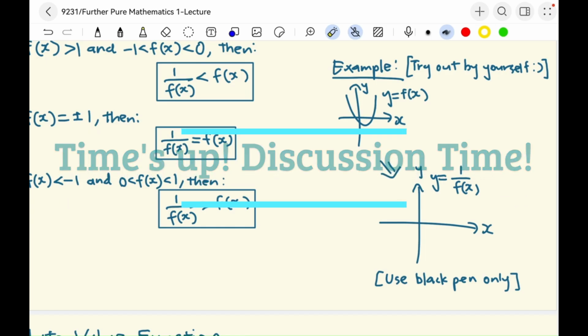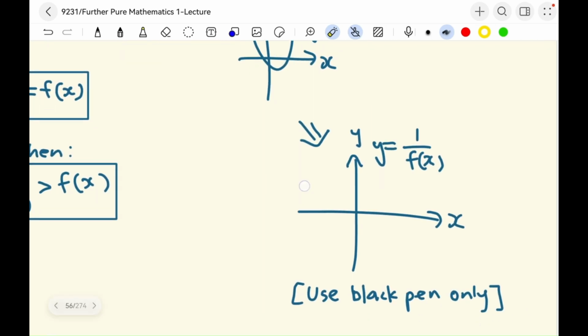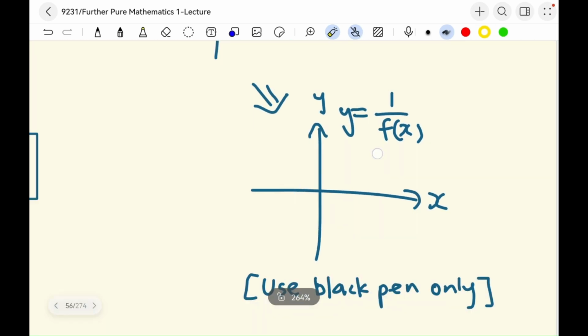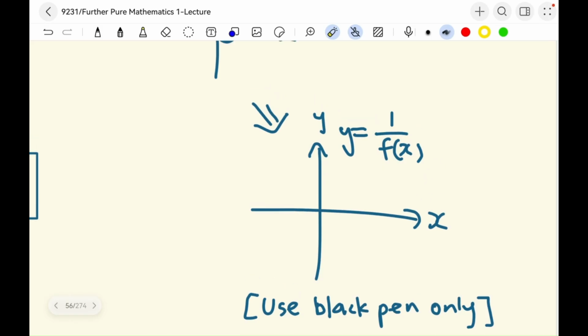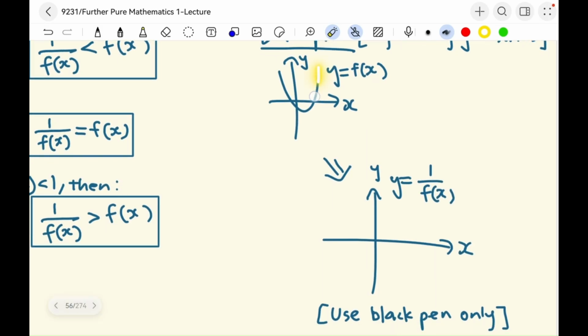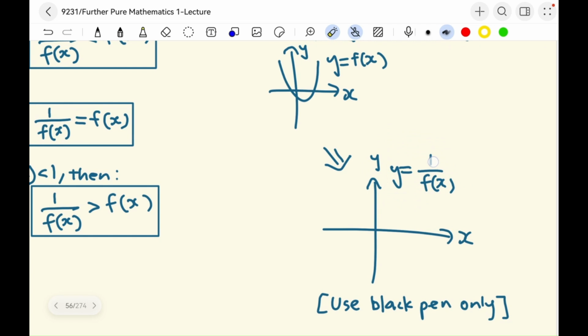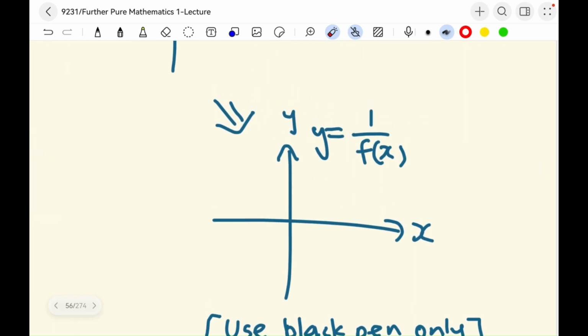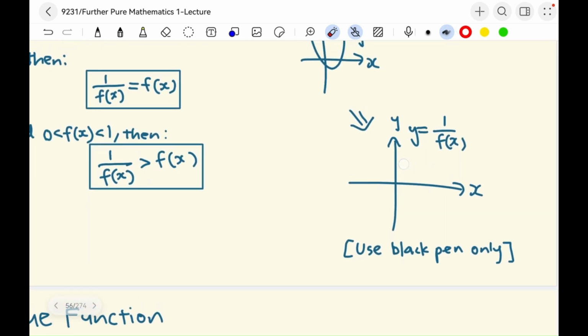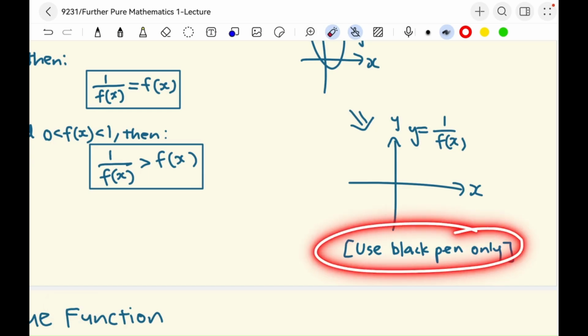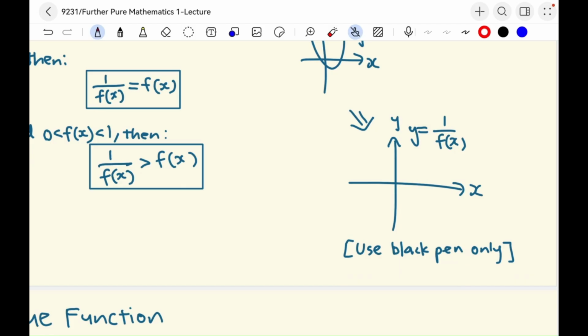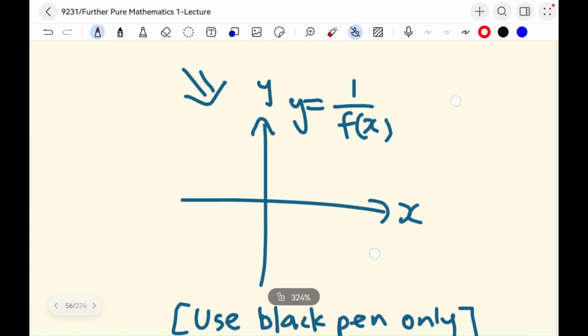All right, time's up. Time for the discussion. Hopefully, your answer is correct as what I'm doing over here. Okay, so for this type of the f(x) graph, how does its reciprocal function look like? So here is the demonstration, and let's discuss over here. Okay, so the prompt below asks you only to use the black pen, but for me, as the owner of these lecture notes, I would use the red pen.